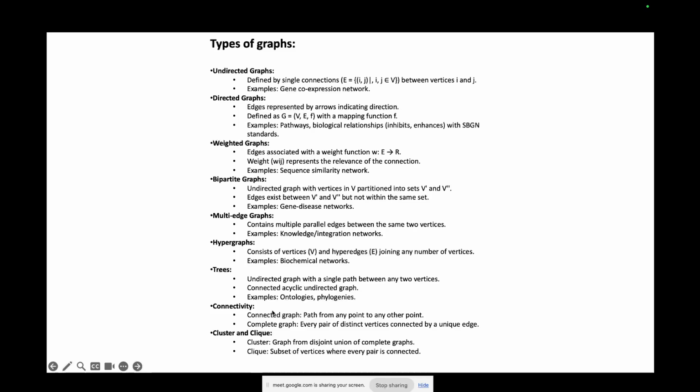We have more different types of graphs. I'll not go into details of each and every one of them. I just wanted to give you an overview of how different types of graphs look.